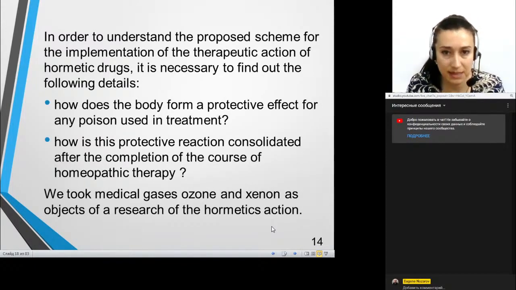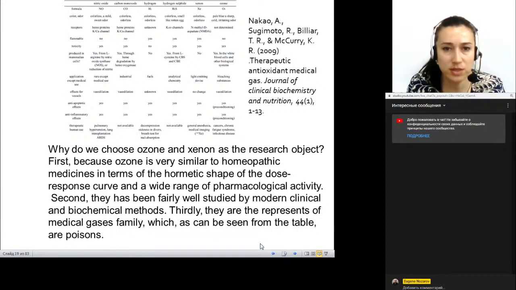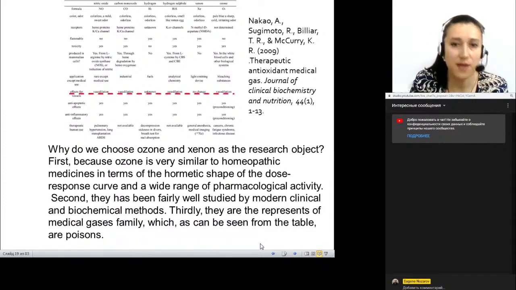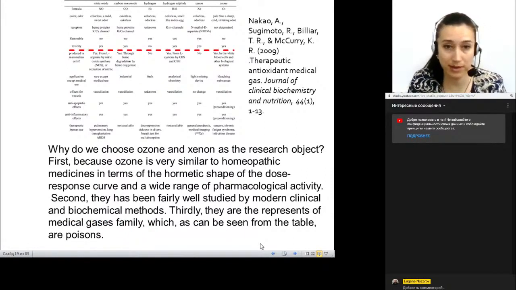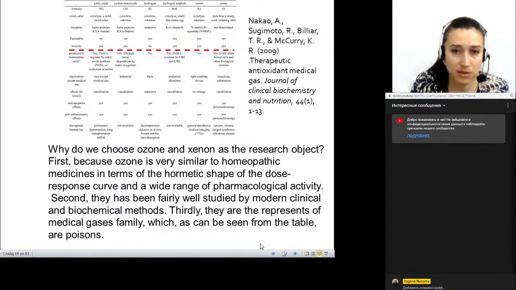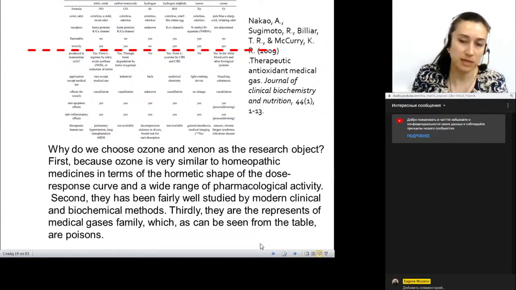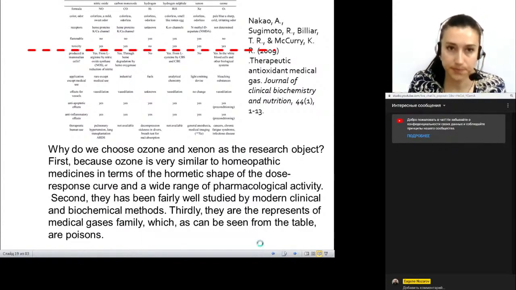We took medical gases, ozone and xenon, as the object of our research of the hormetic action. So why did we choose exactly ozone and xenon as the research object? First, because ozone is very similar to homeopathic medicines in terms of the hormetic shape of the dose-response curve in a wide range of pharmacological activity. Second, they have been fairly well studied by modern clinical and biochemical methods. Third, they are representatives of the medical gases family, which, as can be seen from the table, are poisons.